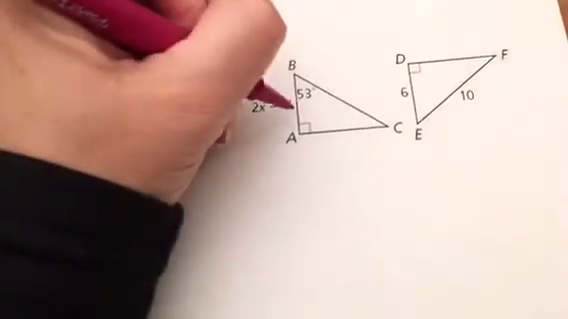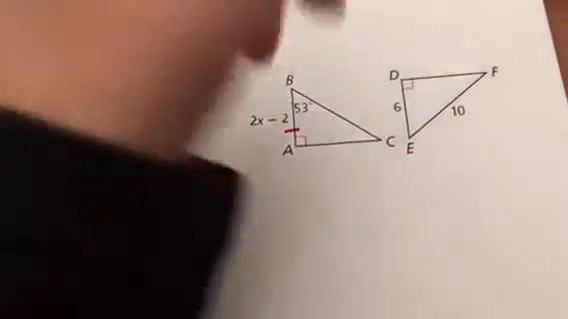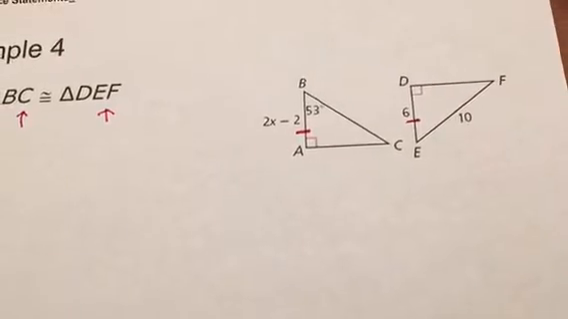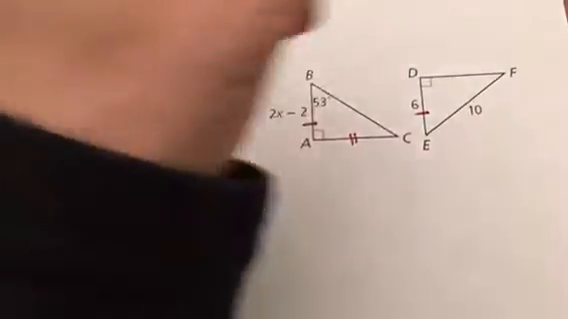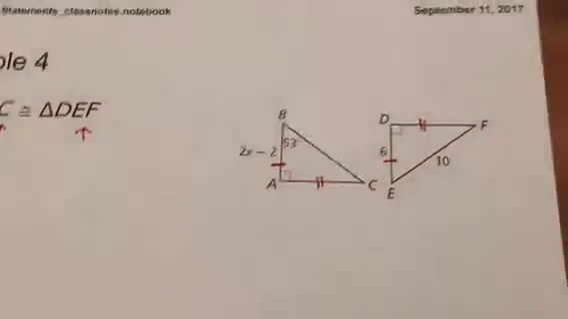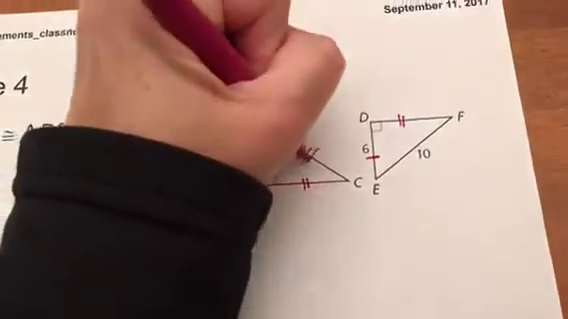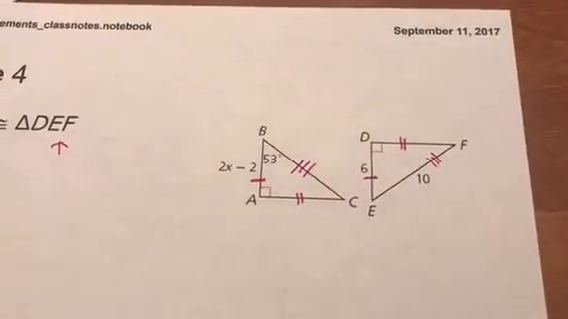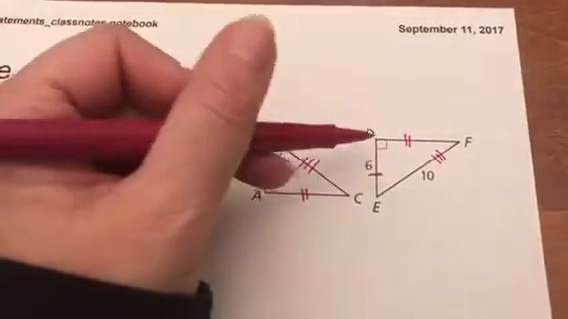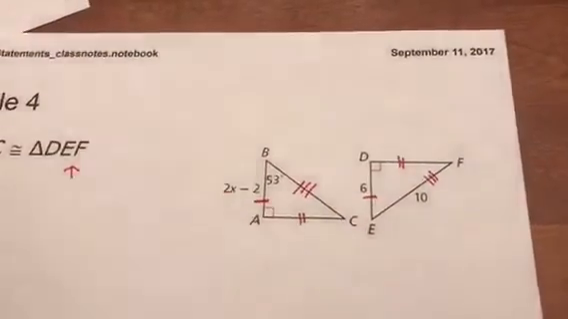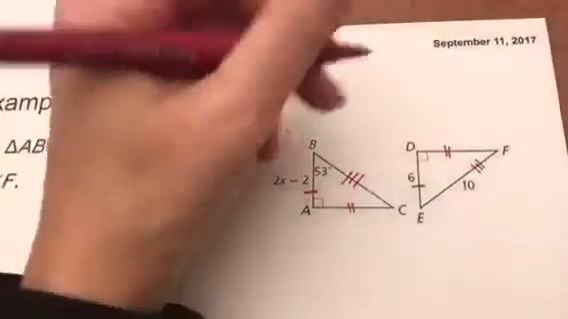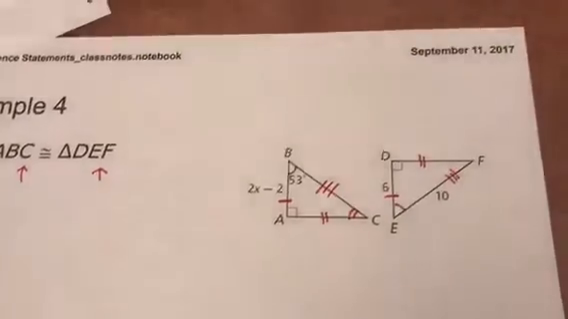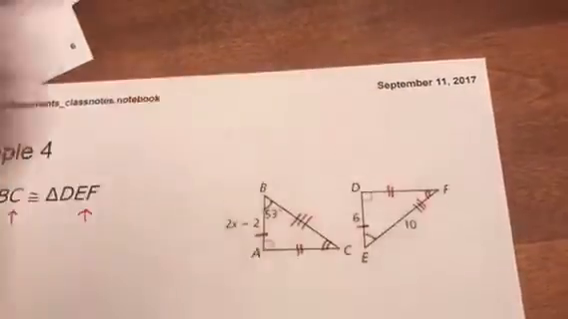So AB is congruent to DE. AC is congruent to DF. BC is congruent to FE. Okay, and I know angle A is congruent to angle D. They both are already marked as 90-degree angles. Angle B is congruent to angle E. And angle C is congruent to angle F.